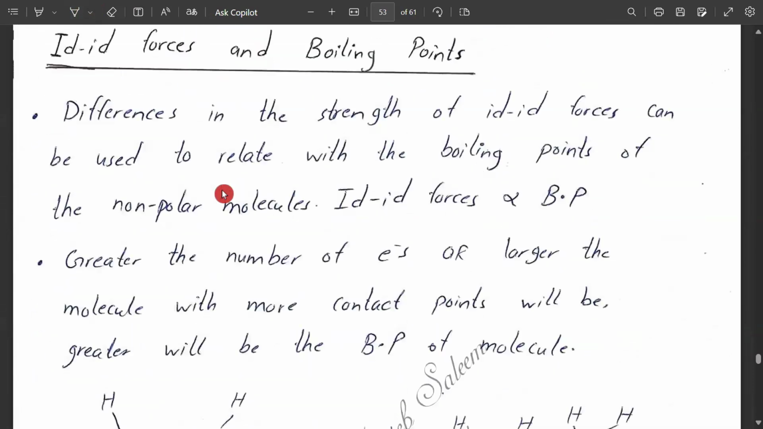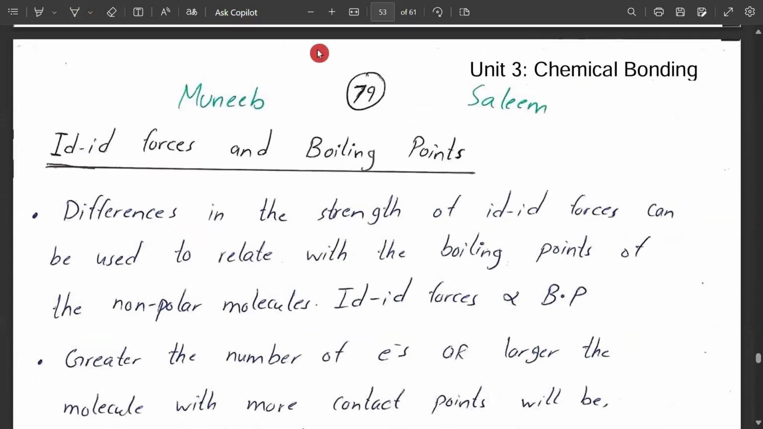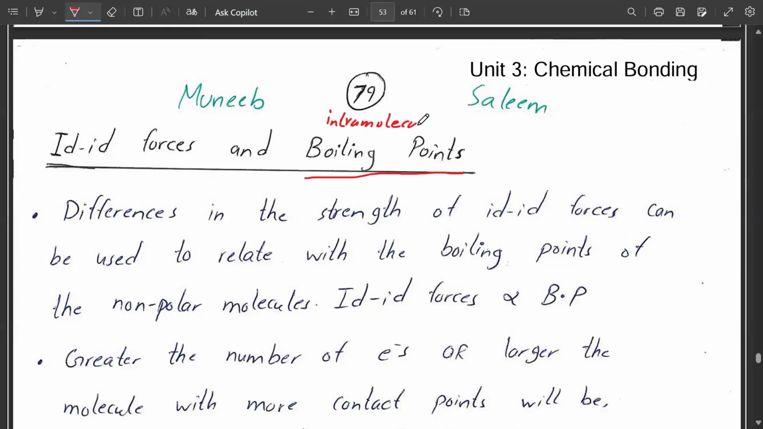So basically, boiling point or melting point are physical properties which rely on the strength of the intermolecular forces. They do not rely much on the intramolecular forces, because intramolecular forces have to do with the strength between two atoms. But boiling points and melting points basically decide how easily the forces between the molecules are broken.